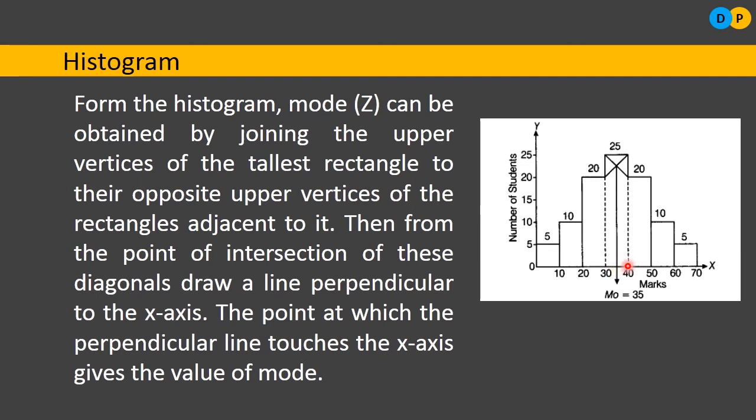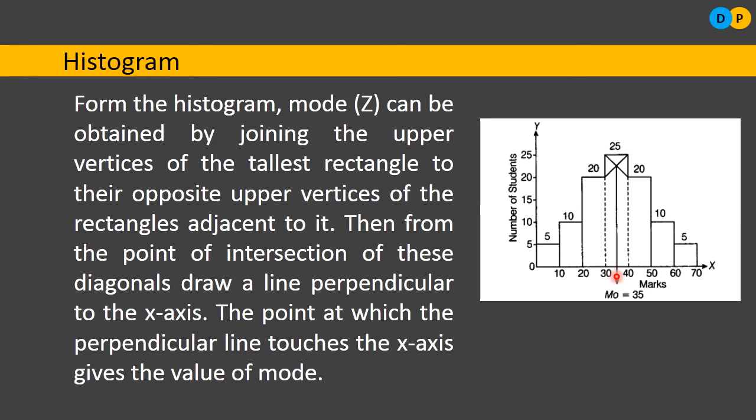That's all, very simple. From the histogram, mode Z, always indicated with capital Z, can be obtained by joining the upper vertices of the tallest rectangle to the opposite vertices of the rectangles adjacent to it. Then from the point of intersection of these diagonals, draw a line perpendicular to the x-axis. The point at which the perpendicular line touches the x-axis gives the value of the mode. Very simple. This is how you find the mode via a histogram.